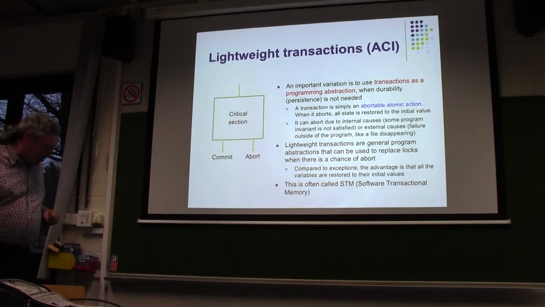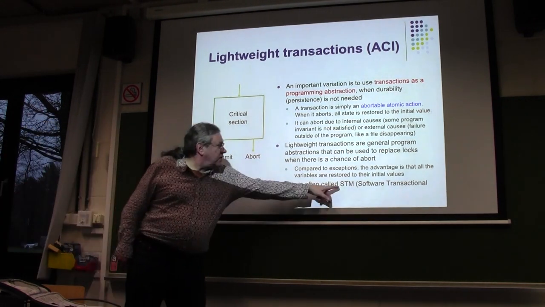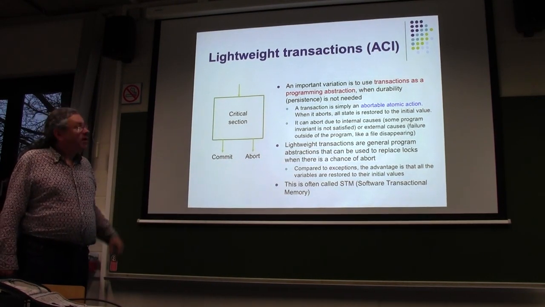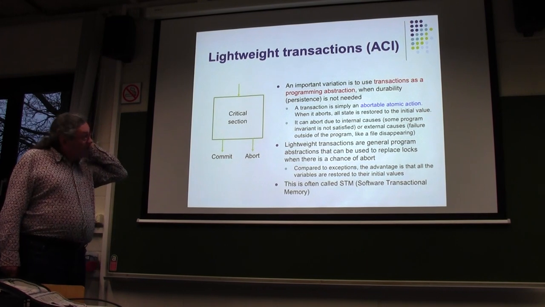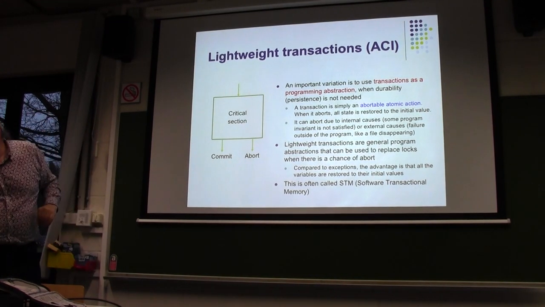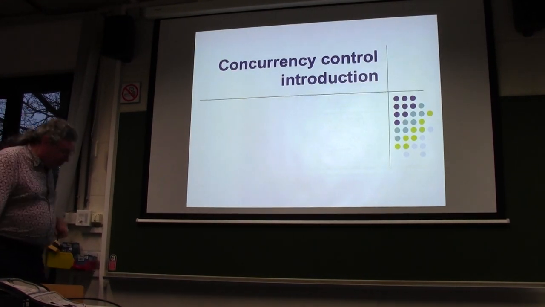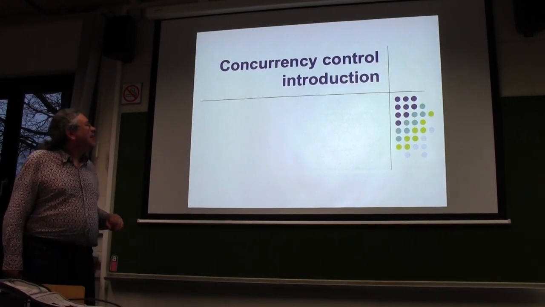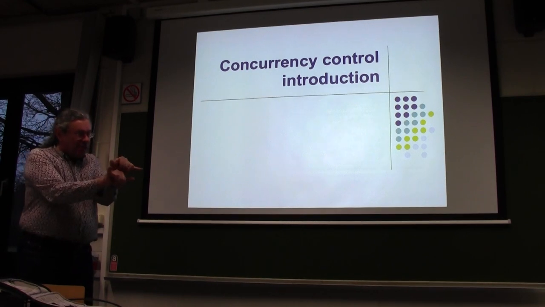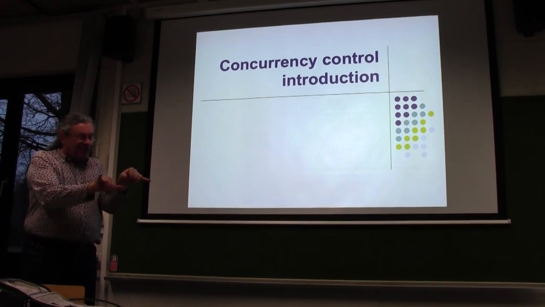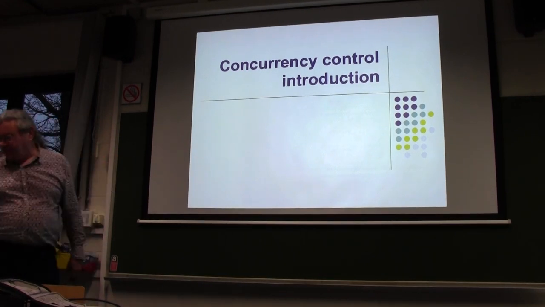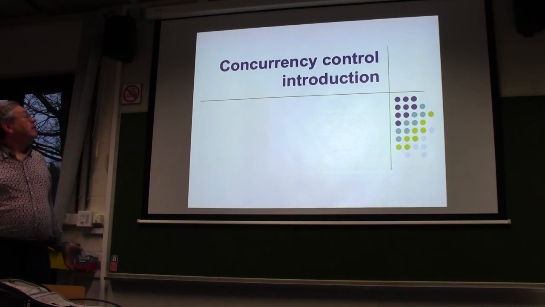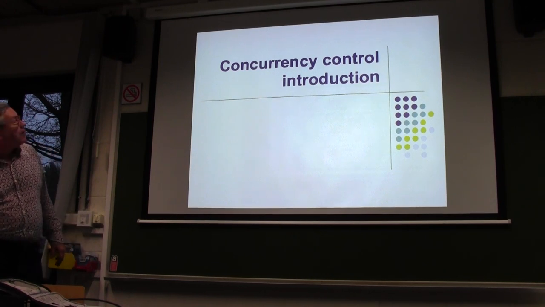For example, people using Haskell have very often used STM, Software Transactional Memory. So there's this STM acronym that's often used for this. Okay, so that's just a comment. Now I want to talk about how you manage this isolation. How do you manage that when the transactions overlap, they don't mess each other up? And that is a big field, a huge amount of research in there.